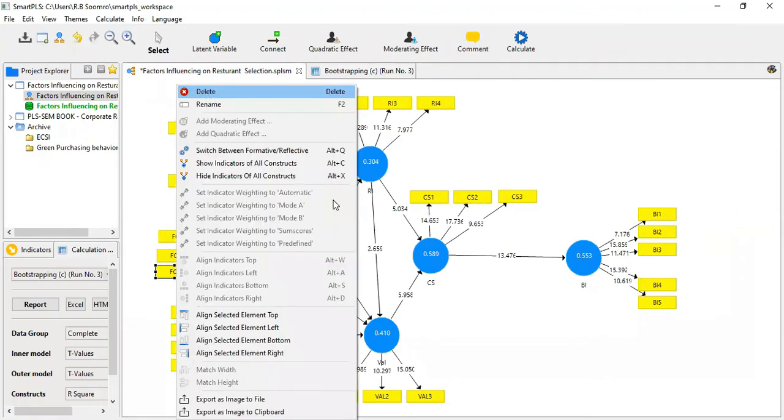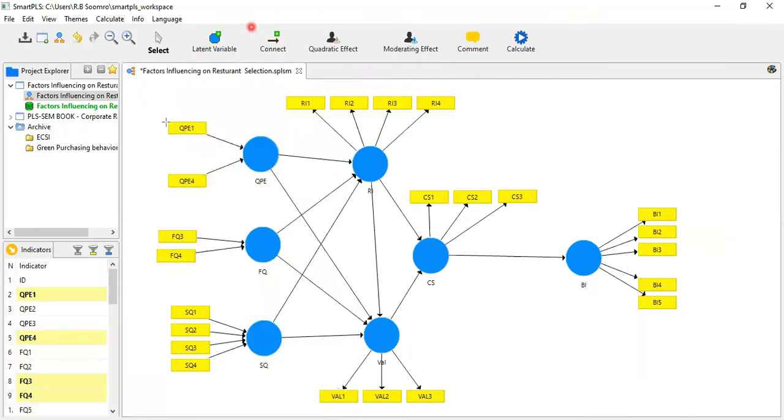Now one more thing I want to share here: we now have this QPE latent variable with two indicators and the food quality also with two indicators. That is the beauty of SmartPLS. It gives you the complete result even when you have only one indicator for one latent variable. But the same is not applicable in the case of AMOS. It only provides you the results when you have at least three indicators with one latent variable. So that's a good thing about SmartPLS.